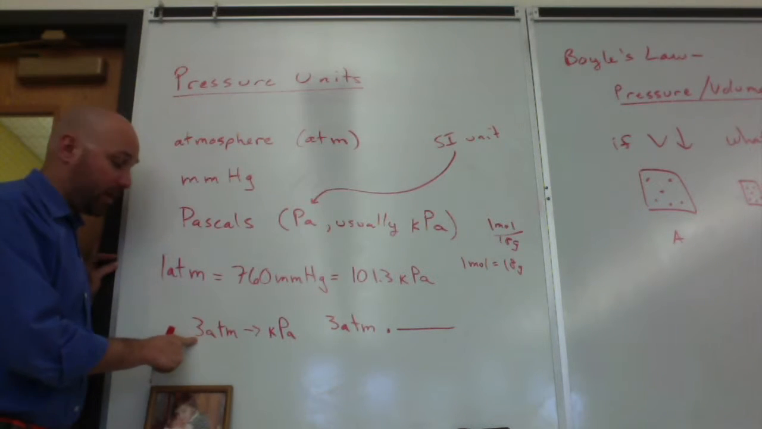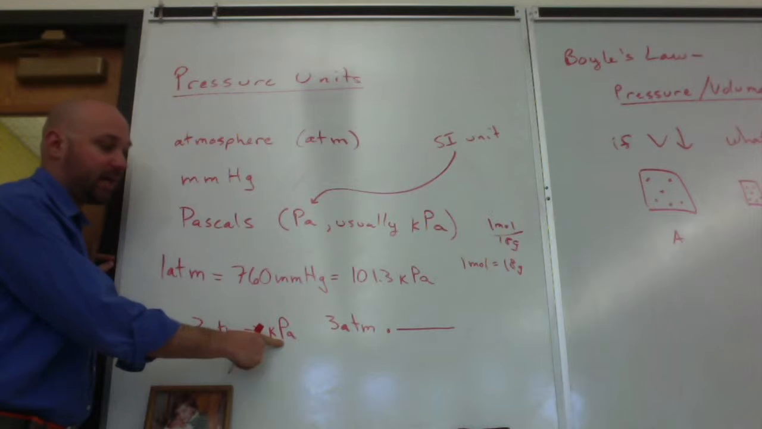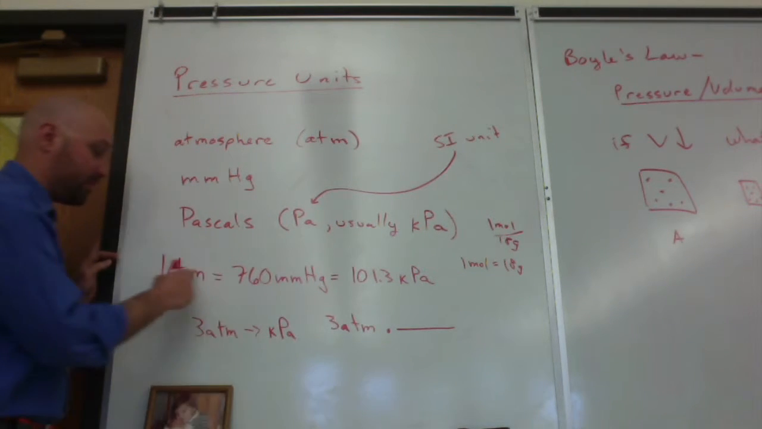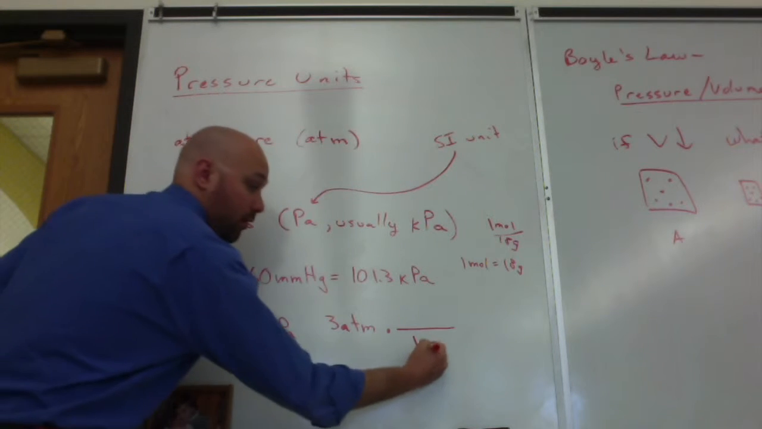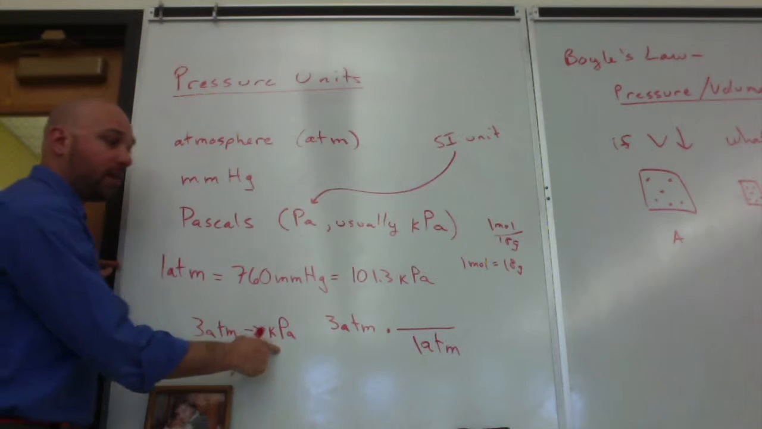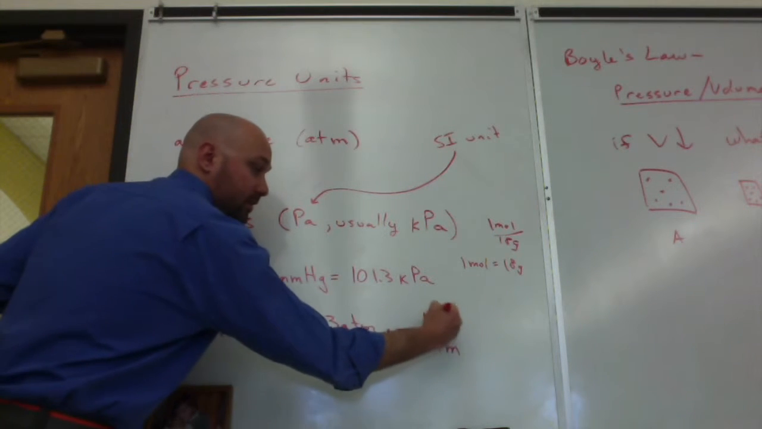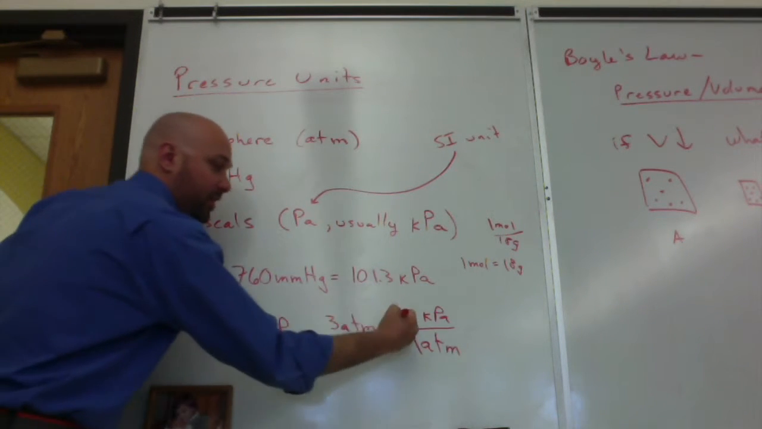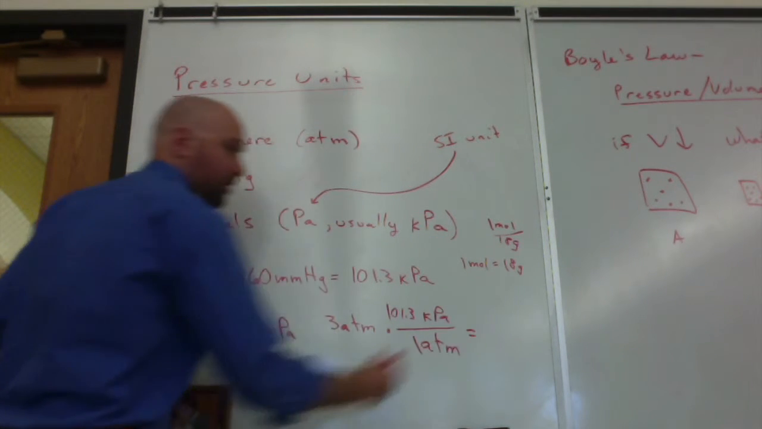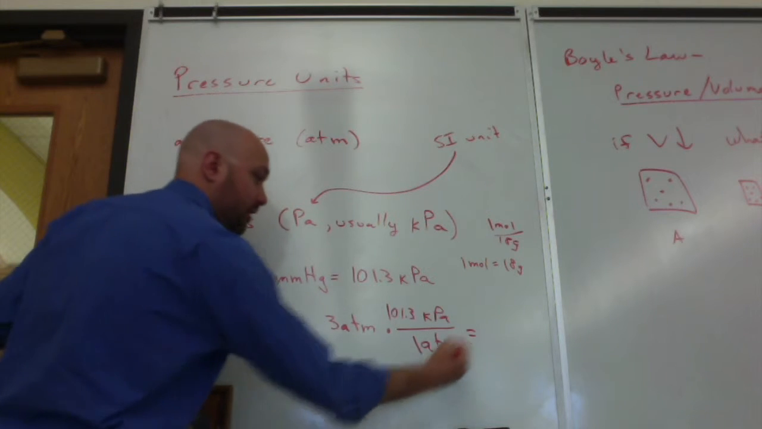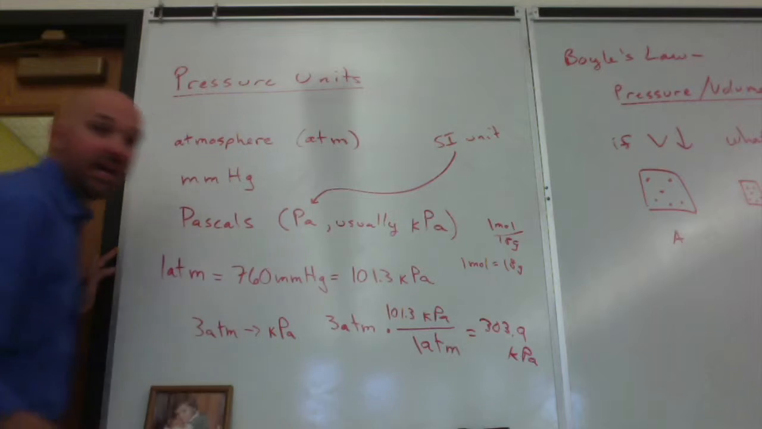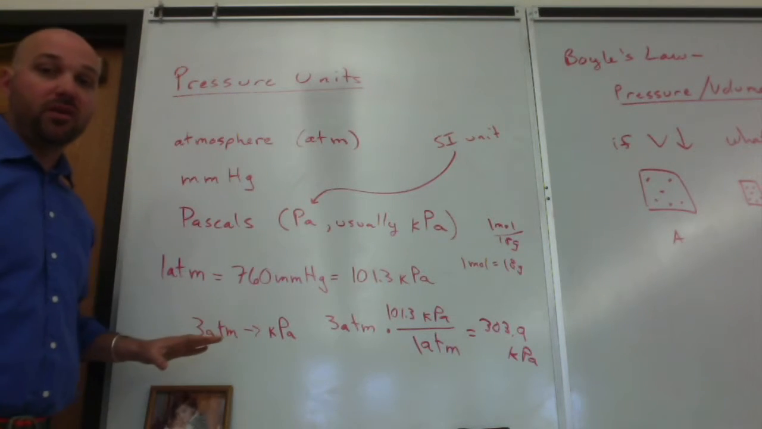So for example, if I want to convert 3 atmospheres to kilopascals, start with the 3 atmospheres. What do I want to cancel? I want to cancel atmospheres. If it's on top, 1 atmosphere goes on the bottom. What do I want? Kilopascals. Unit goes on top along with the number. And then that's going to give us our math, and it's going to come out to 303.9 kilopascals. So this is how we get between our units of pressure.